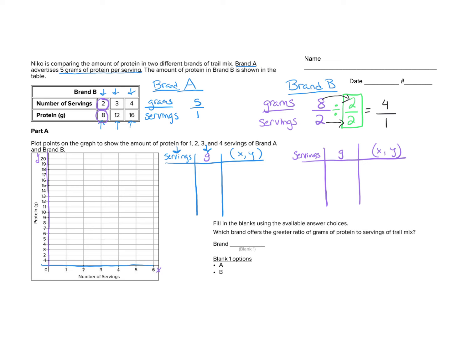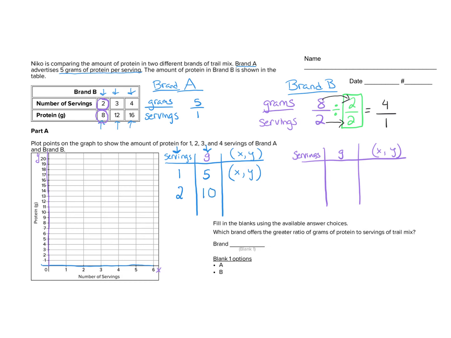So this is going to be my brand A chart. So I'm going to pull my brand A information. All I have is this one value. One serving gives us 5 grams. So one serving gives us 5 grams, and that would give us this situation. And so whenever I'm graphing, I need a couple of points to be able to make my line. I usually pick 3. So if I have 2 servings, that's going to give me double the number of grams.